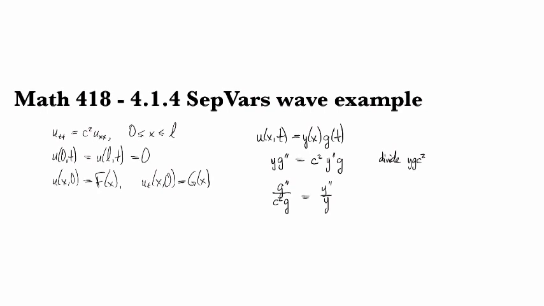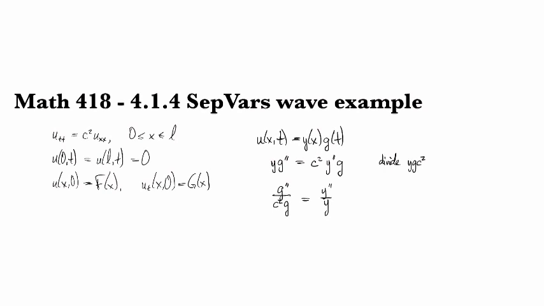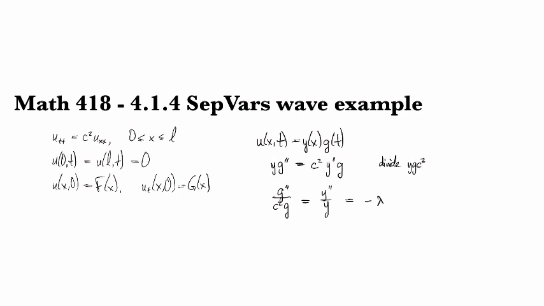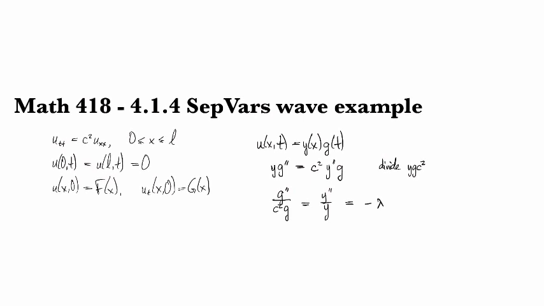And again, based on the fact that all of the t variables are on the left and all of the x variables are on the right, we can deduce that these both have to be equal to the same constant value, which we'll call minus lambda. Then at this point, things follow a lot like they did before.